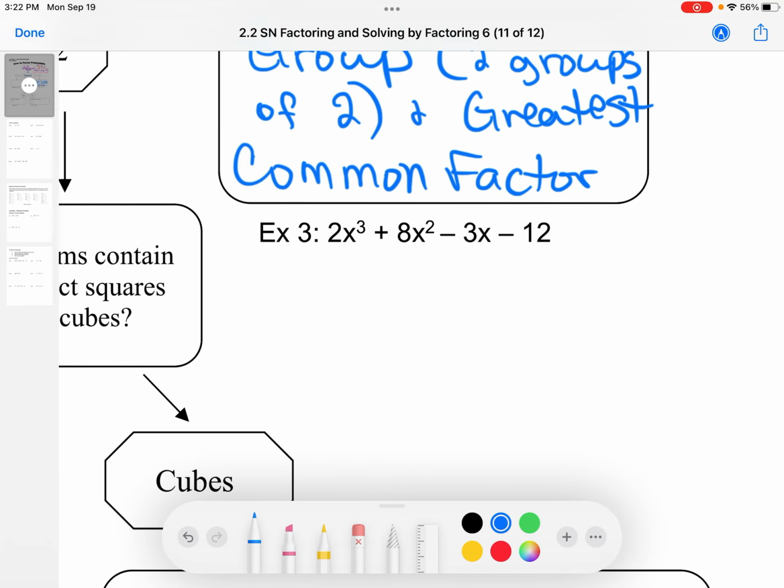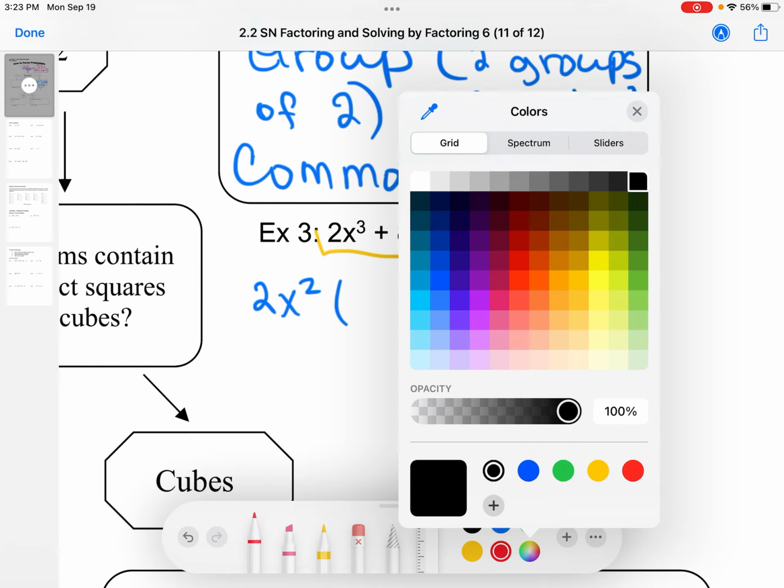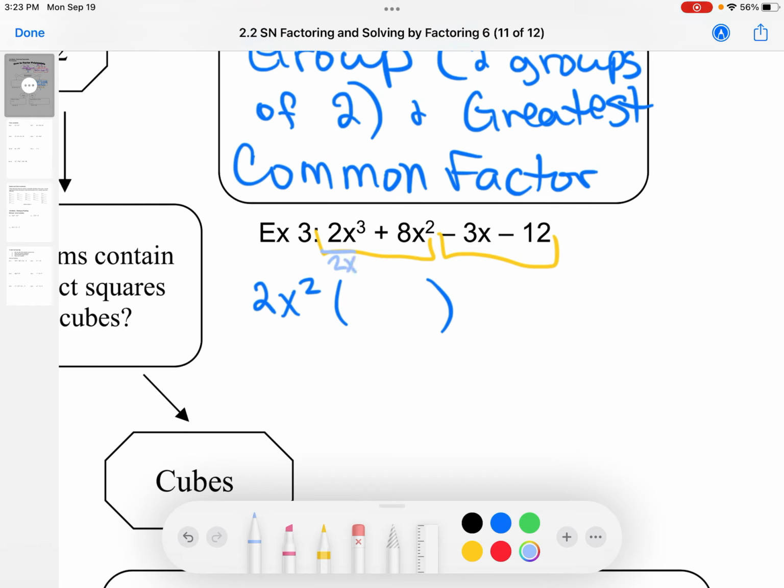So looking at example 3, take the first 2 terms as one group, take the last 2 terms as another group. Then look at that first group, 2x to the third plus 8x squared. Factor out 2. The variables, factor out x squared. Okay, when we divide both of those terms, just those 2 terms, by that 2x squared, that gives us x plus 4.